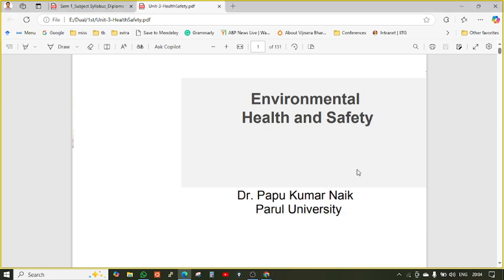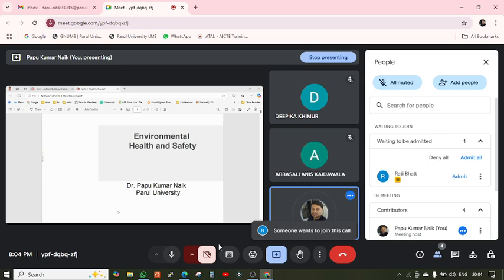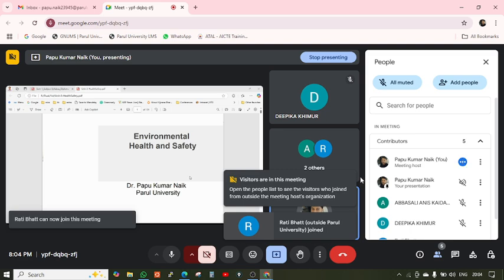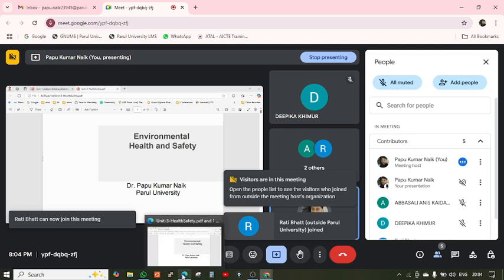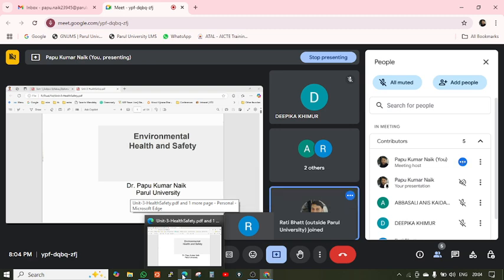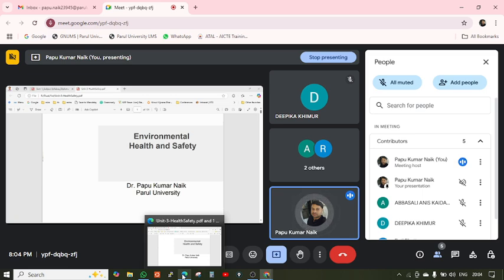So safety means, in order to get rid of injuries, we have to take some things, and we have to take precautions. That is called safety, in order to save ourselves wherever we are working. This safety is mostly concerned with industrial safety. We are studying in terms of industrial safety and how it relates to environmental safety.